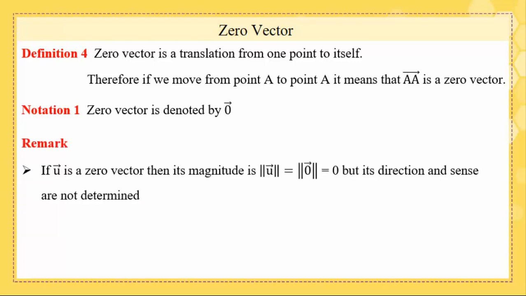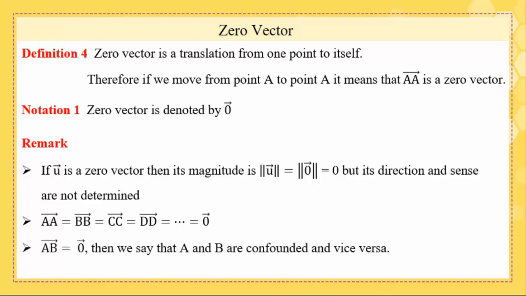Remark: if U vector is a zero vector, then the magnitude of this vector is 0, but we cannot know its direction and sense. AA vector is equal to BB vector is equal to CC vector is equal to DD vector is equal to 0 vector, since AA vector is a translation from A to itself, BB is a translation from B to itself, and so on. If AB vector is equal to 0 vector, then this means that A and B are confounded and vice versa.